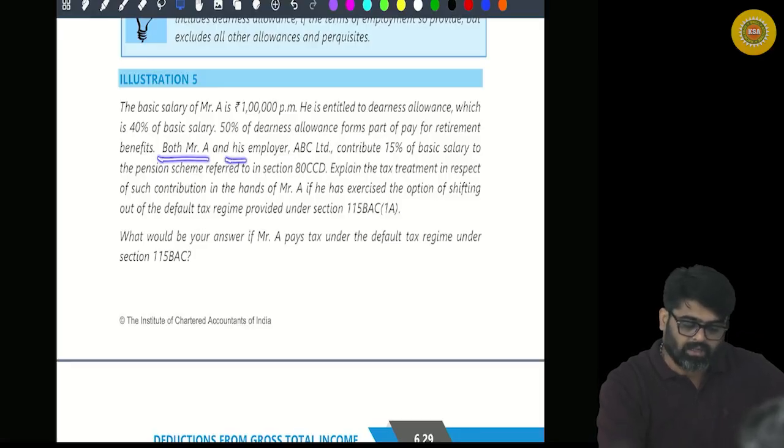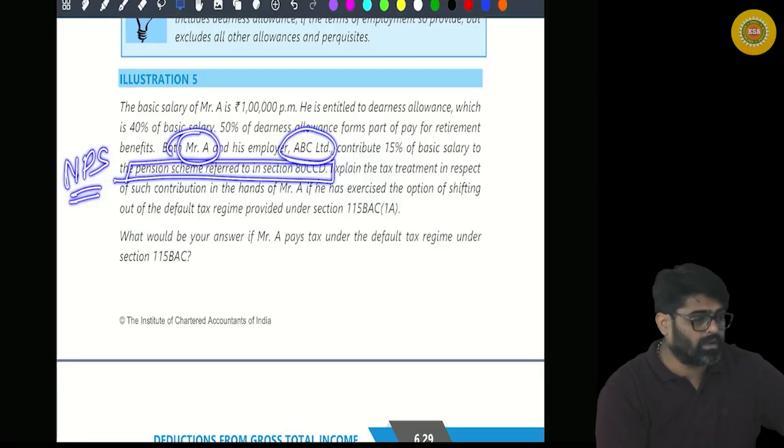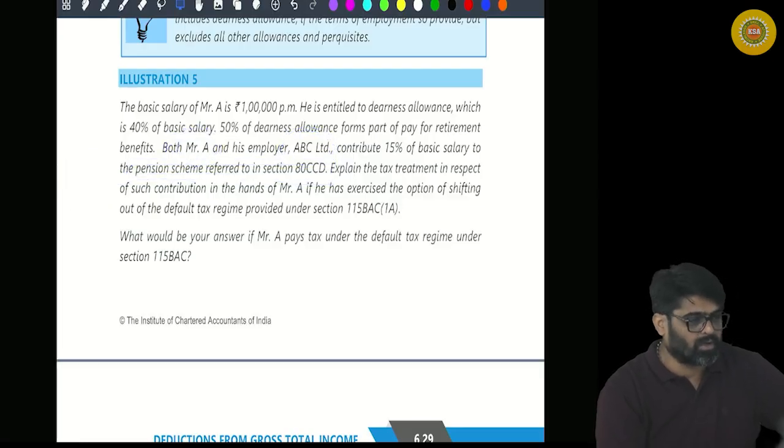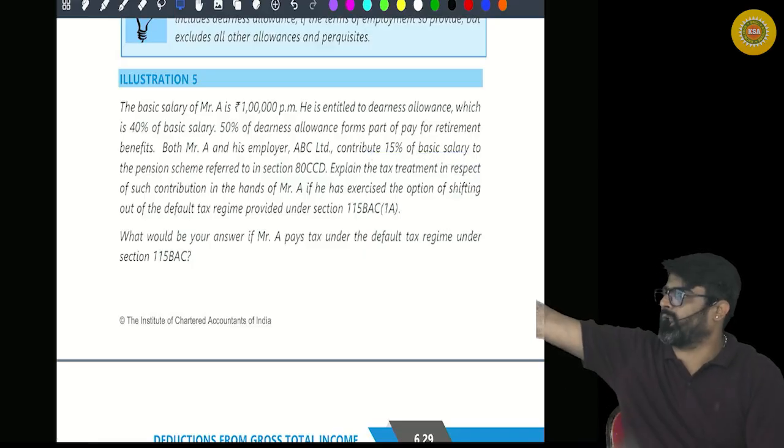Both Mr. A and his employer ABC Limited contribute 15% of basic salary to the pension scheme referred under section 80CCD. So the pension scheme which is referred under section 80CCD is NPS. Mr. A is also contributing and his employer ABC Limited is also contributing. How much is the contribution? 15% of? Total? No. Contribution is only 15% of basic.